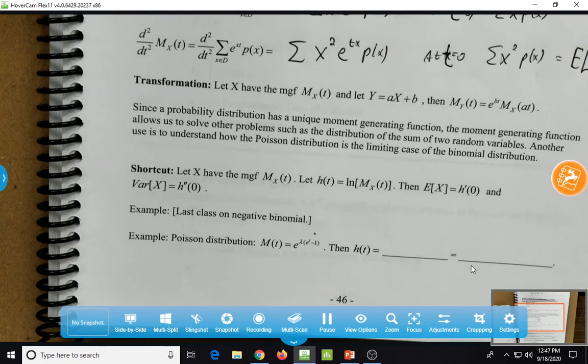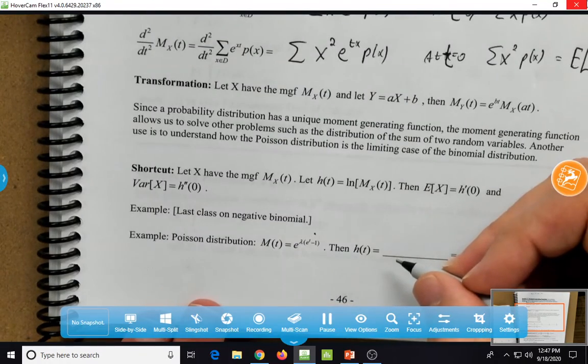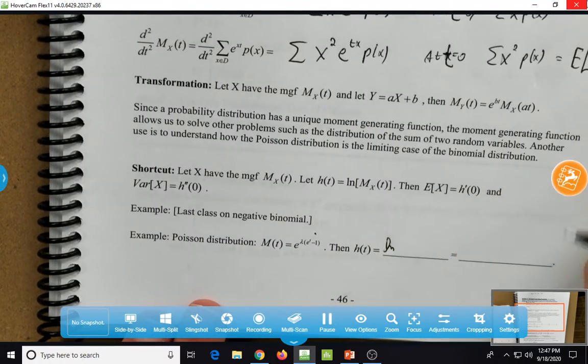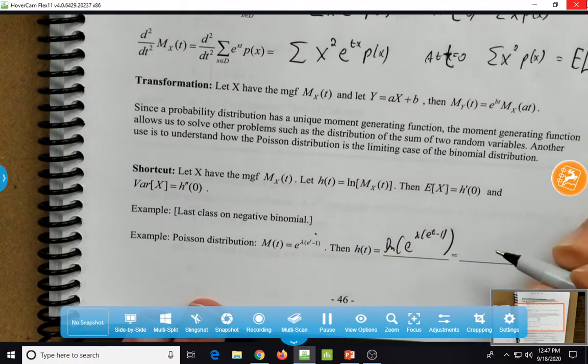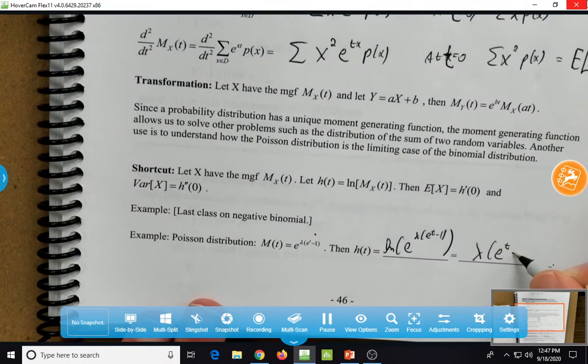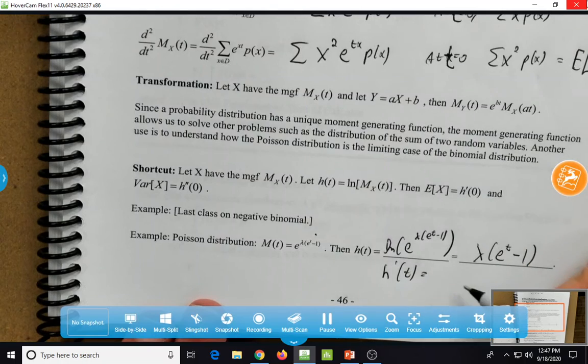Let's do the Poisson then. h of t will be the natural log of e to the lambda times (e to the t minus 1). And what's the natural log of a function of e? It cancels out, so I get lambda times (e to the t minus 1). Then h prime of t is lambda e to the t. And so h prime of 0 gives me lambda.